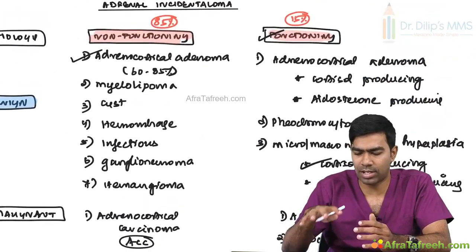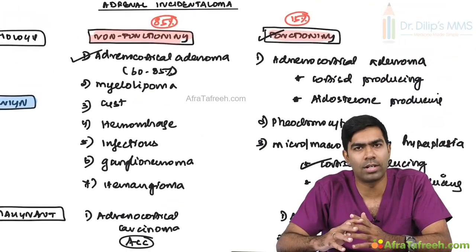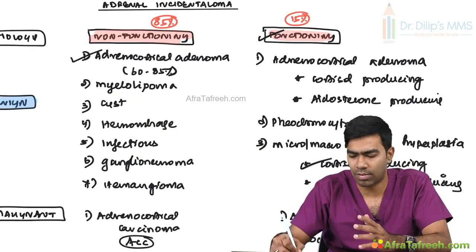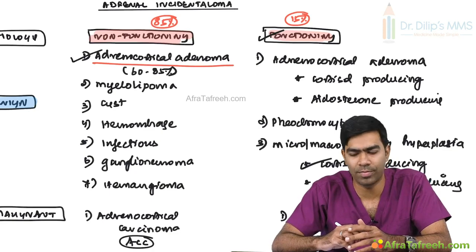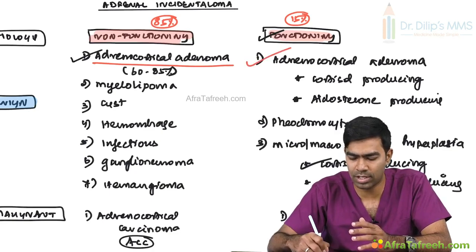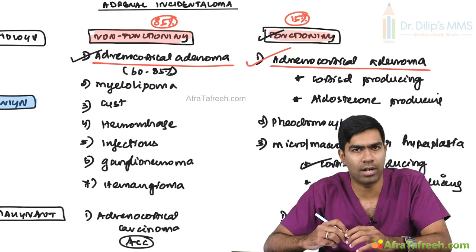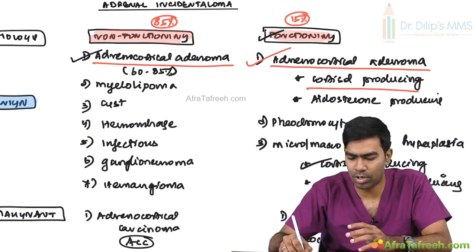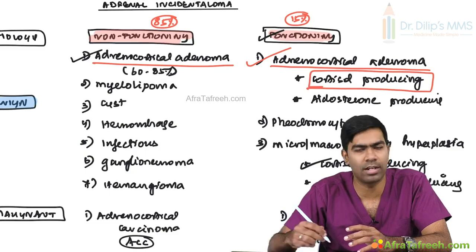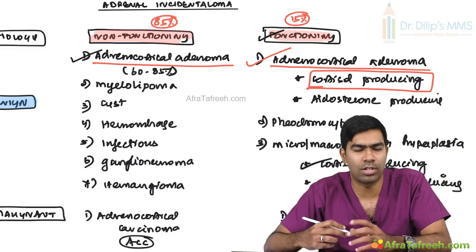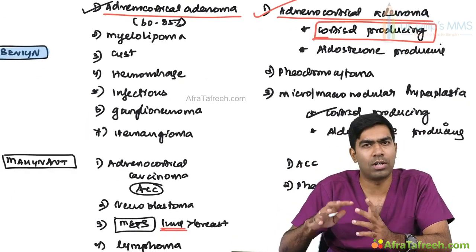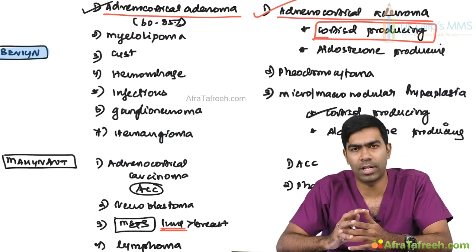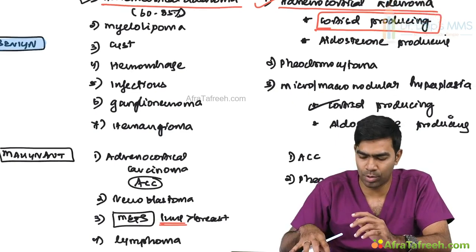So I have constructed a 2x2 table where I have told what are the most common lesions. If they ask you most common overall lesion, the answer should be a benign adrenocortical adenoma. If they ask you most common functioning lesion, again the answer will be benign adrenocortical adenoma. The most common hormone that will be hypersecreted in adrenal incidentaloma is cortisol, contributing to 8 to 10% of the cases. And the most common non-functioning tumor is also benign adrenocortical adenoma only.